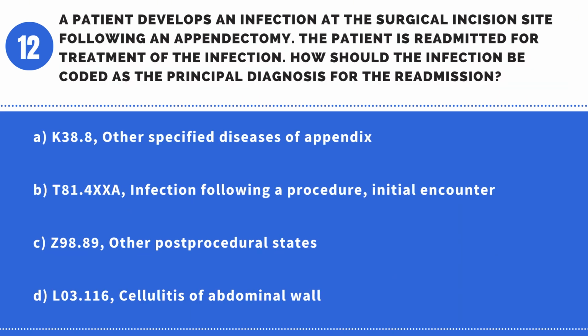Question 12. A patient develops an infection at the surgical incision site following an appendectomy. The patient is readmitted for treatment of the infection. How should the infection be coded as the principal diagnosis for the readmission? A. K38.8 Other specified diseases of appendix. B. T81.4XXA Infection following a procedure, initial encounter. C. Z98.89 Other post-procedural states. D. L03.116 Cellulitis of abdominal wall. Answer B.